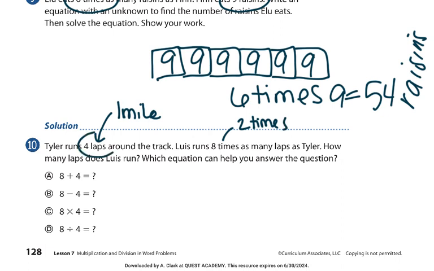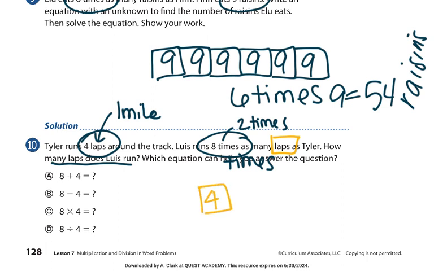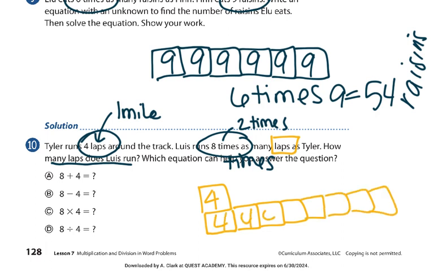Tyler runs 4 laps around the track. Circle it. Lewis runs 8 times. How many laps does Lewis run? And I'm going to box what I'm going to label it, which will be the word laps. So here's my first model, 4. And how many does Lewis run? How many more boxes do I draw out for the next model? 8. Thank you, because 8 is by times. 6, 7, 8. And I put 4s in there.